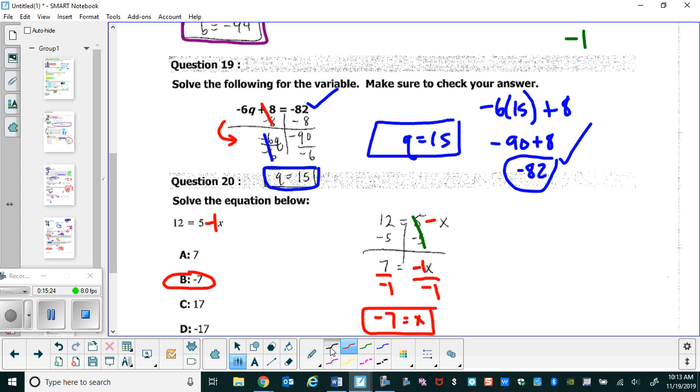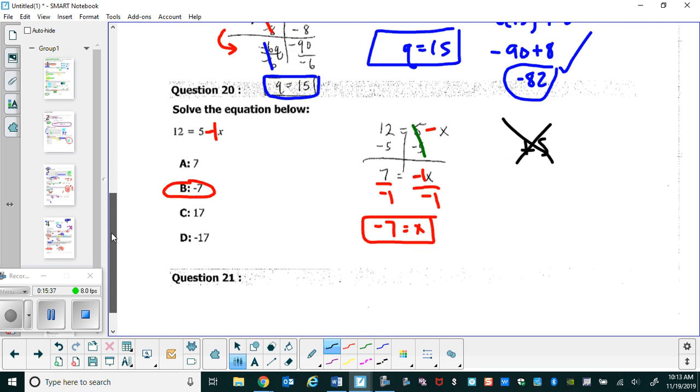So a couple mistakes I noticed here. Some people, the mistake was you added 5 on both sides. That's wrong. And some people did not catch that it should have been divided by a negative. So some people picked A for that reason. All right. So that takes care of 20.